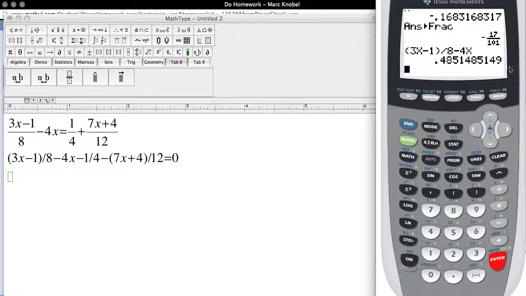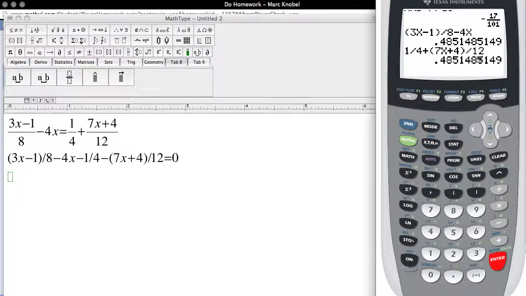Now if this does satisfy my equation, when I plug in that same value of x on the right side, I should get the same value. So I'm going to take 1/4 plus, and then the parentheses, and then 7x plus 4, close the parentheses, and divide by 12. And if this does solve my original equation, I should get the same decimal here on the left and the right. So let's see if that works.